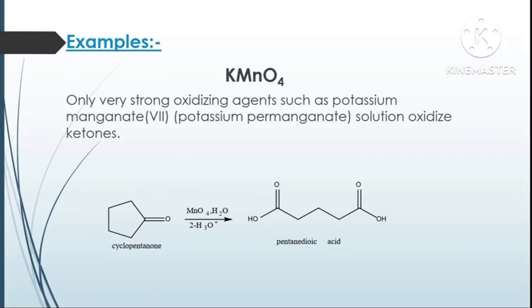Further, we have some examples of commonly used oxidizing agents. Here we have KMnO4, that is potassium permanganate. It is a powerful oxidizing agent and can be used for the oxidation of several organic molecules. The equation explains the oxidation of ketones into carboxylic acids by using KMnO4.